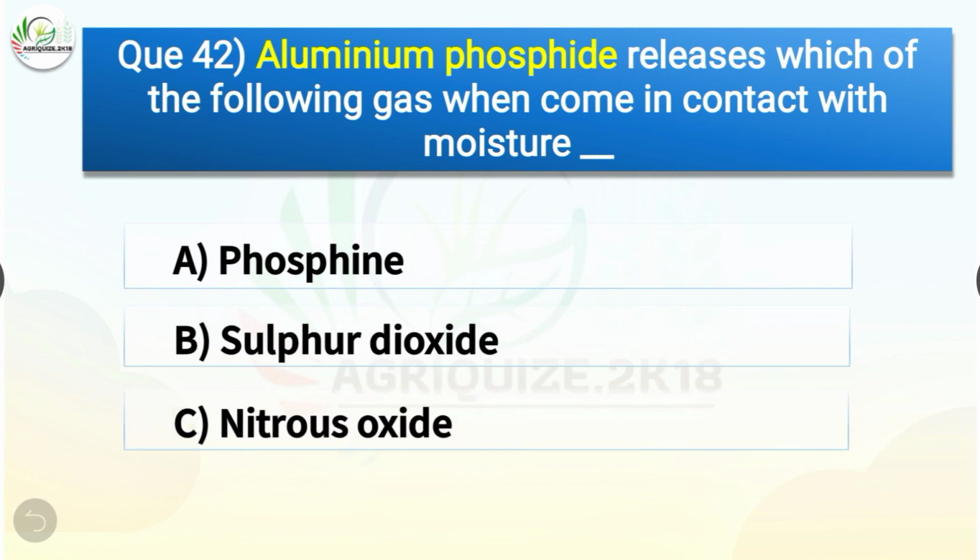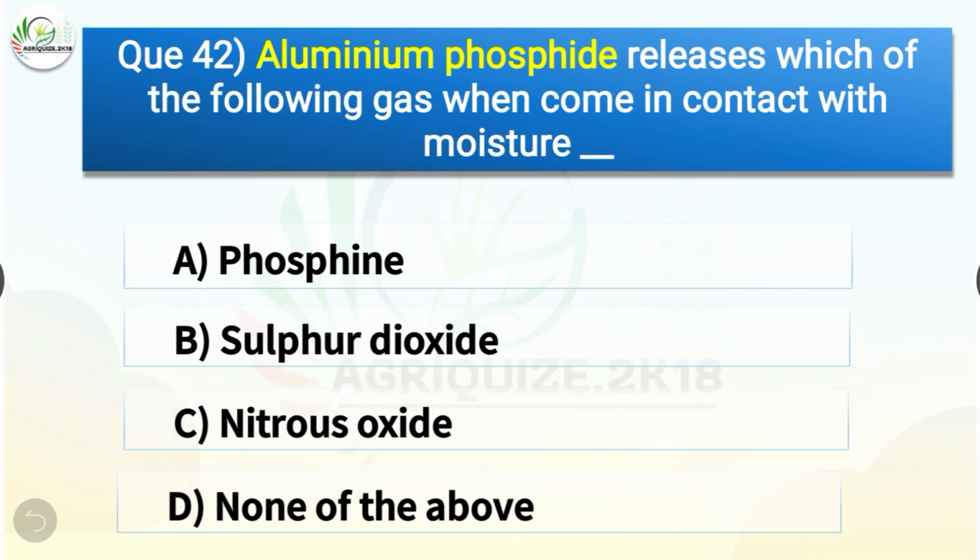Question number 42. Aluminum phosphide releases which of the following gas when it comes in contact with moisture? The options are phosphine, sulfur dioxide, nitrous oxide, or none of the above. The correct answer is option A, phosphine. So aluminum phosphide releases phosphine gas when coming in contact with moisture. Aluminum phosphide is a highly toxic inorganic rodenticide marketed as Sulfose, and 3 gram Sulfose releases 1 gram of phosphine gas.